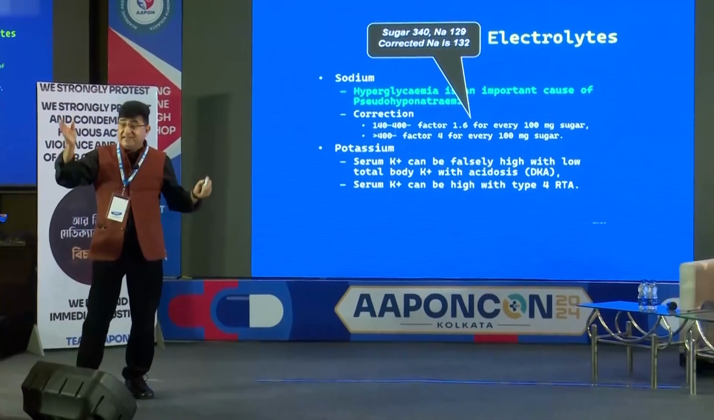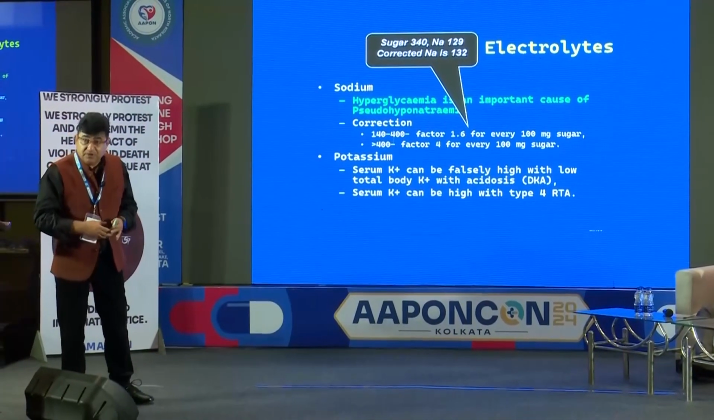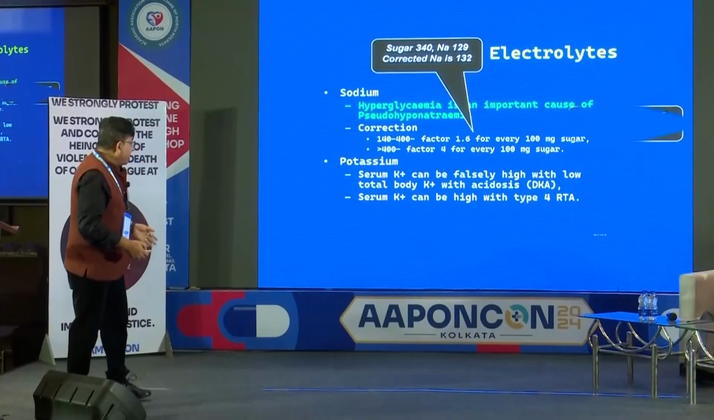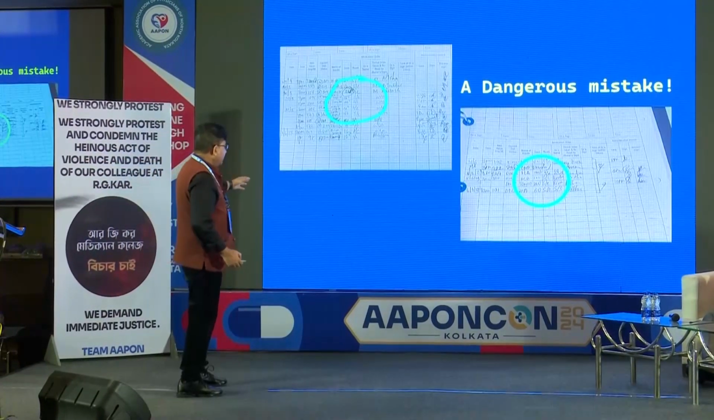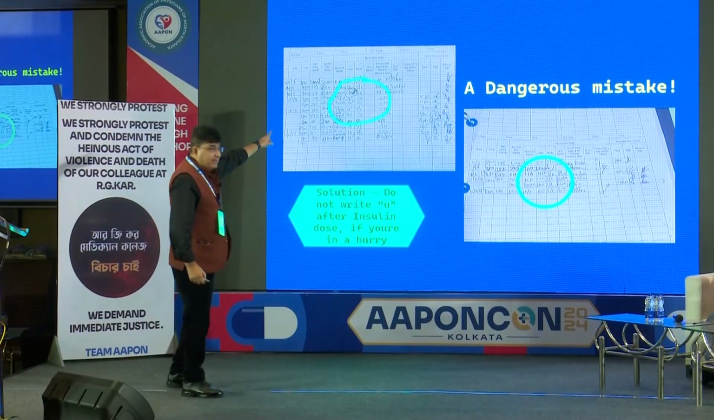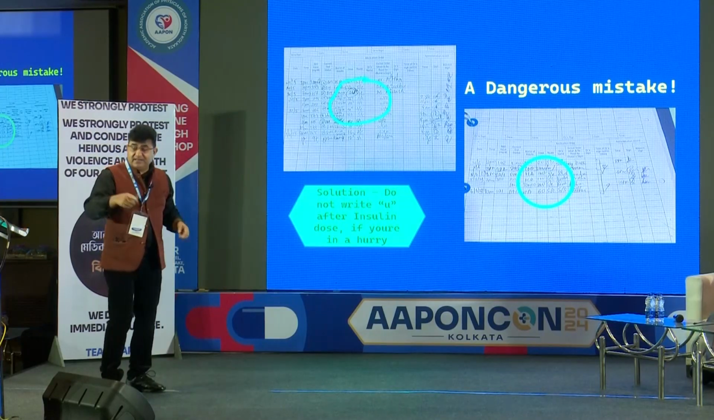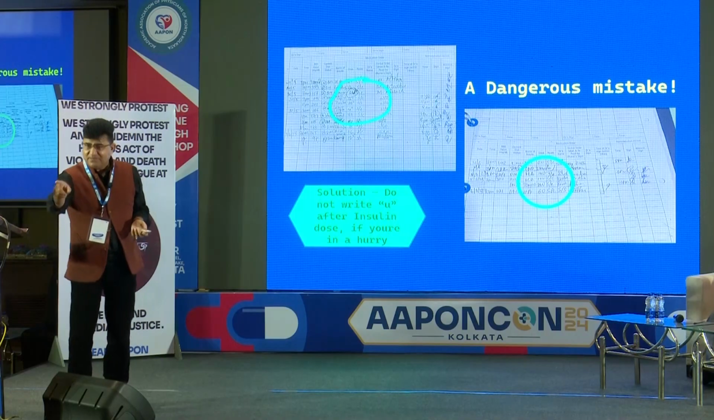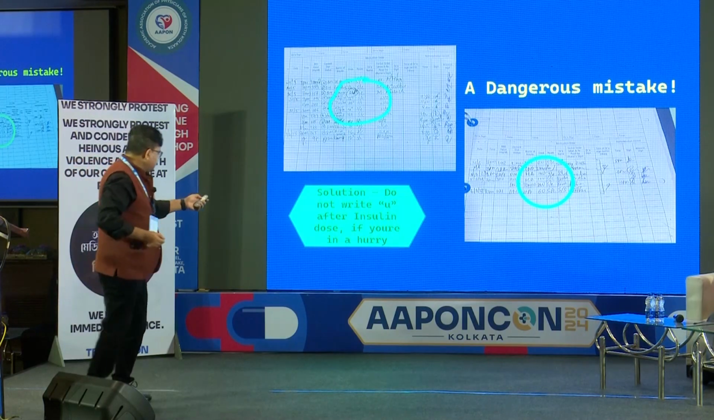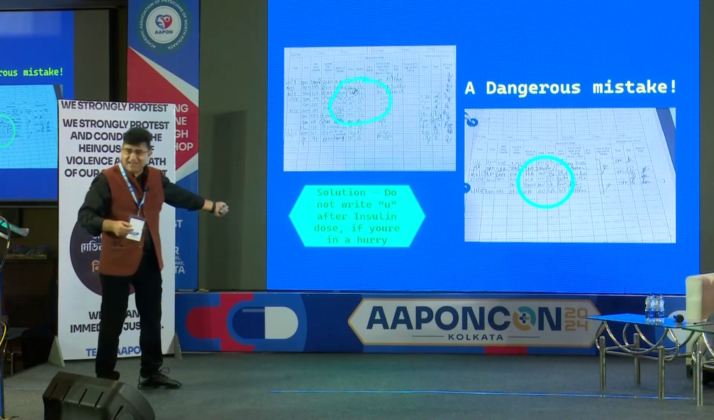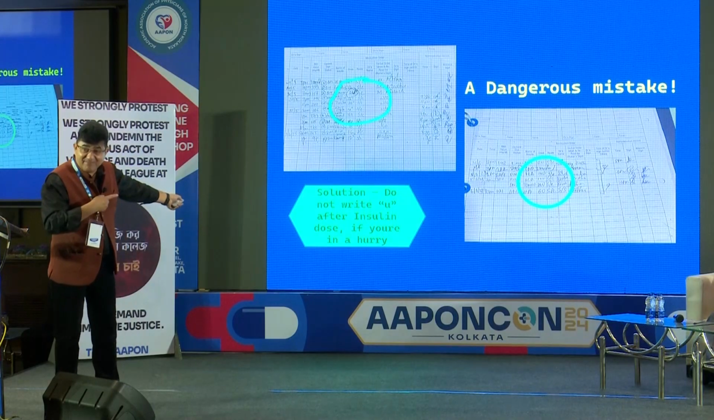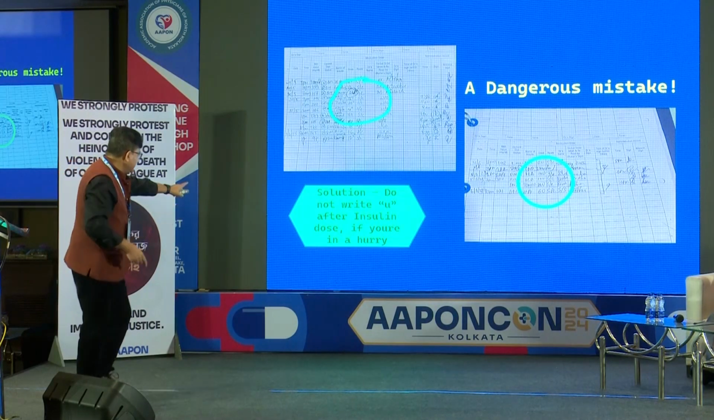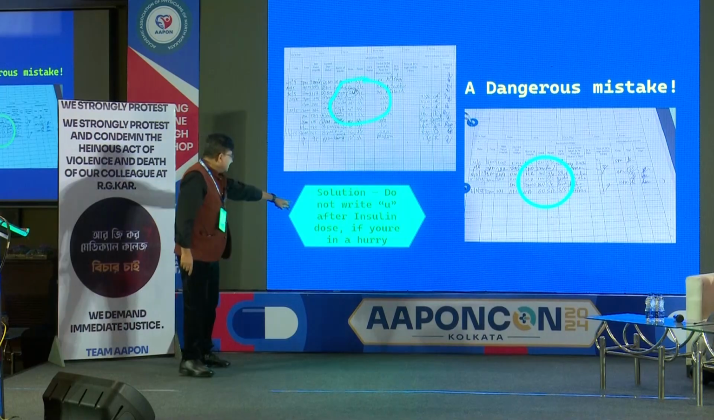We should not wait till the potassium comes low, because that could be too late. And finally, a very funny mistake. Sometimes we write the U, and in our hurry the U becomes O, and your 2 unit can become 20 unit. So that mistake, and this is Arpan's idea to put this slide, is a real happening in their hospital. You can see that, do not write U after insulin dose.